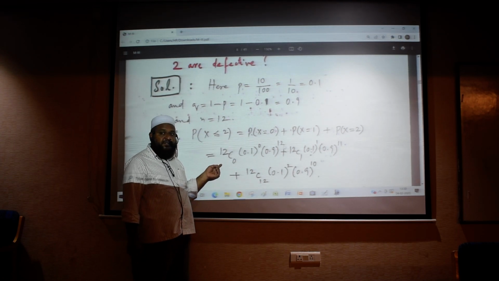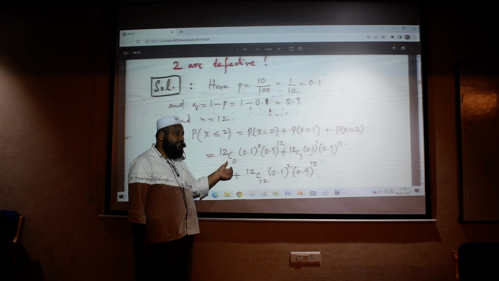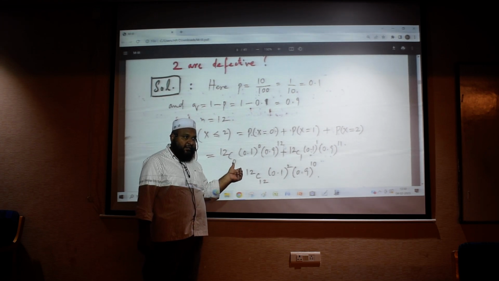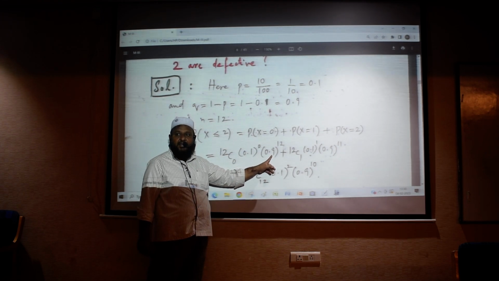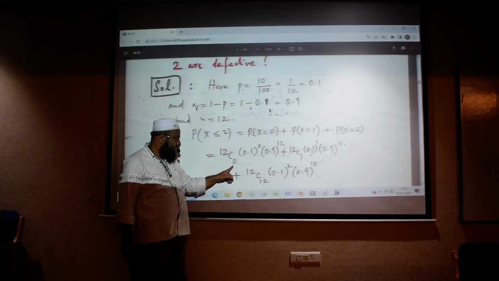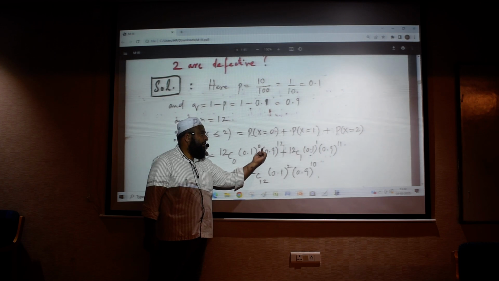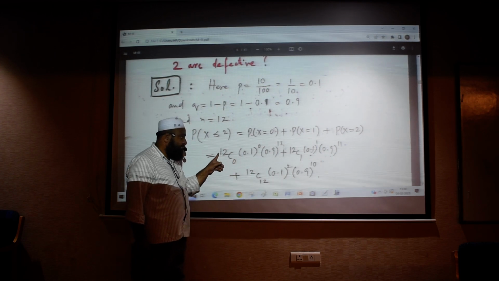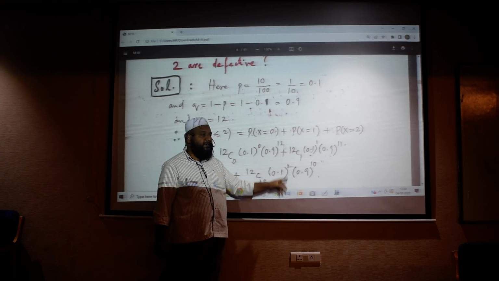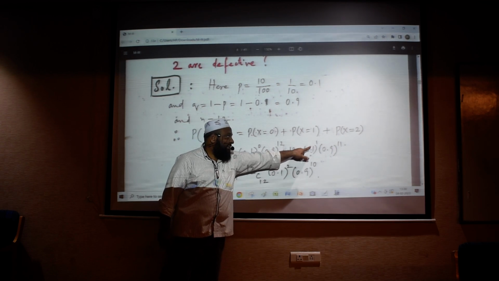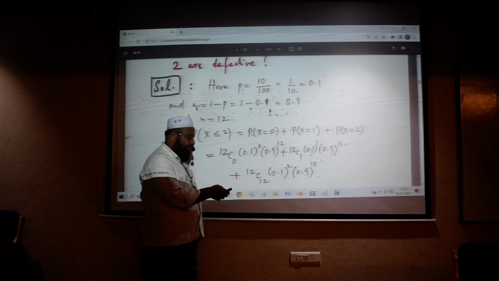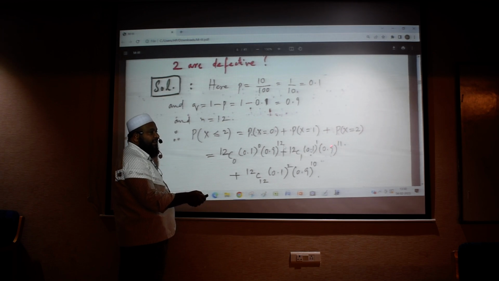So what is that option now? What is the probability now? 12C0, nCr, P power r, Q power n minus r. So in 12C0, this particular suffix will be used as the power of P, and the remaining power of Q is to match this particular 12. So it is 0, that becomes 12. If it is 1, that same 1 will appear here, and then 12 minus 1, that is 11.